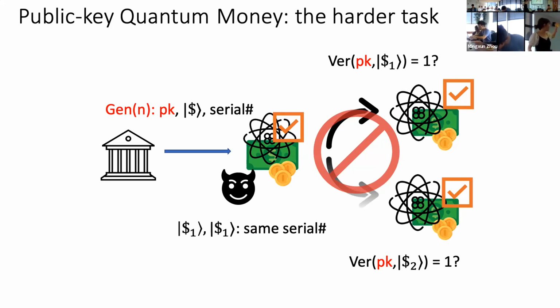The challenge for the adversary is that, given one copy of the money state and given the public key, which we assume to be completely classical information, at least for the scope of our talk, there is a variant of quantum money where this public key is also quantum, but we don't talk about that here. Given this information, the adversary tries to generate two copies, daughter 1 and daughter 2, corresponding to the same serial number, so that both of them would pass verification under this public key.